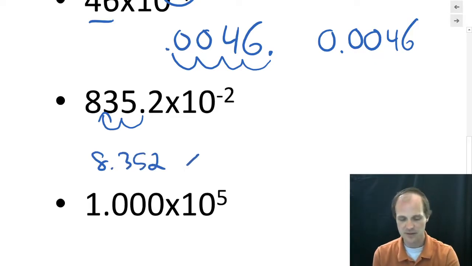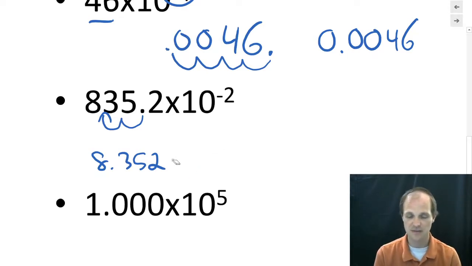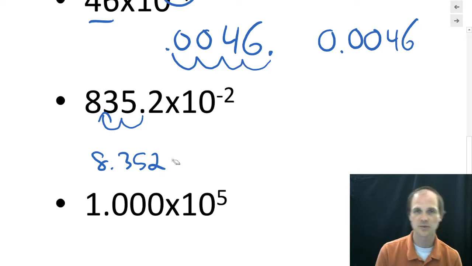8.352. Okay. What people sometimes do is they're just in a hurry and they write times 10 to the minus 2 and they're like, no. We just took care of the 10 to the minus 2 by moving that decimal point over, so we don't want to worry about it.